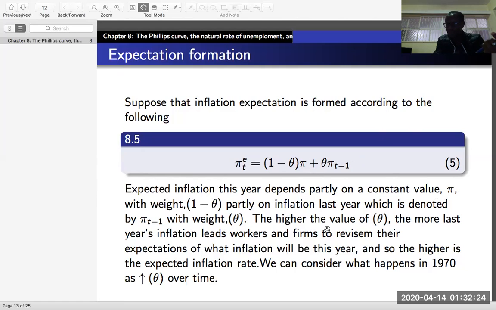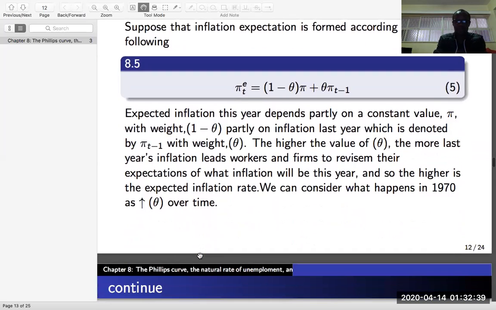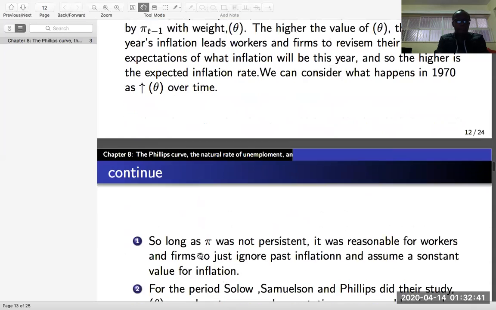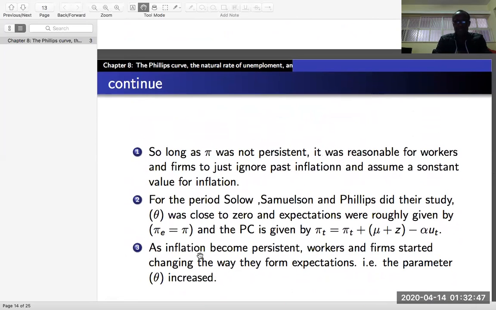The higher the value of theta, the more last year's inflation leads workers and firms to revise their expectation of what inflation will be this year, and so the higher the expected inflation rate. We can consider what happened in the 1970s as theta increasing over time. So long as pi was not persistent, it was reasonable for workers and firms to just ignore past inflation and assume a constant value of inflation for the period.